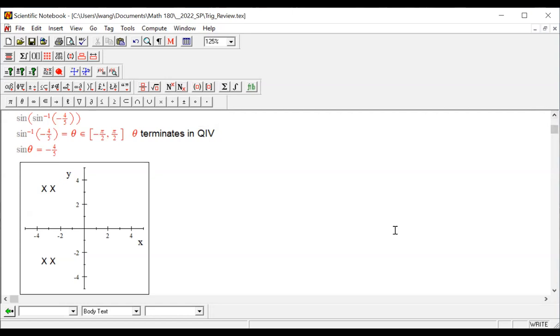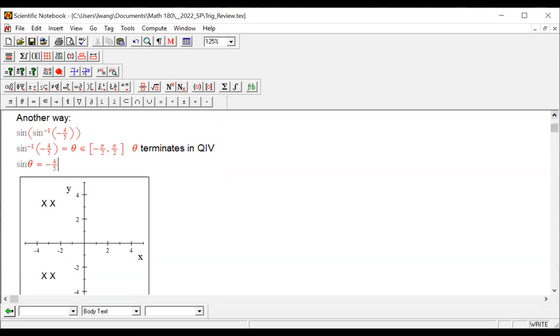Remember the one-to-one correspondence between angle and ratio? And here we go, we already have the answer. Sine theta is negative 4/5, because this is theta, so this piece is sine theta. So sine theta is negative 4/5.